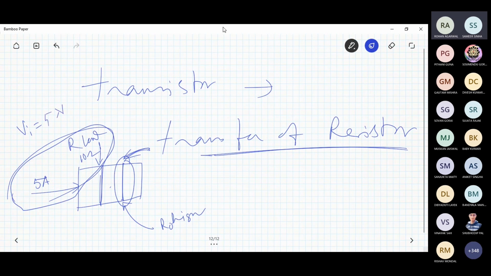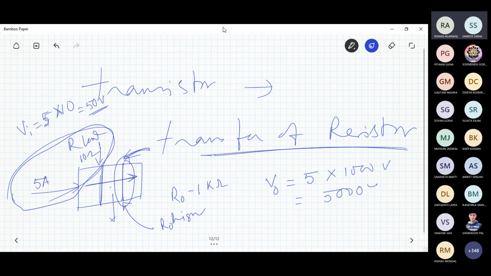5 ampere into 10 ohm, that is 50. This is the input voltage. And the resistance here, let's say, is 1K. And I assume the same amount of current is passing through this base. There is no base current getting leaked out. So the final current will reach as 5 ampere. So what will be the final output voltage? 5 into 1000, what is the output voltage now? 5000.